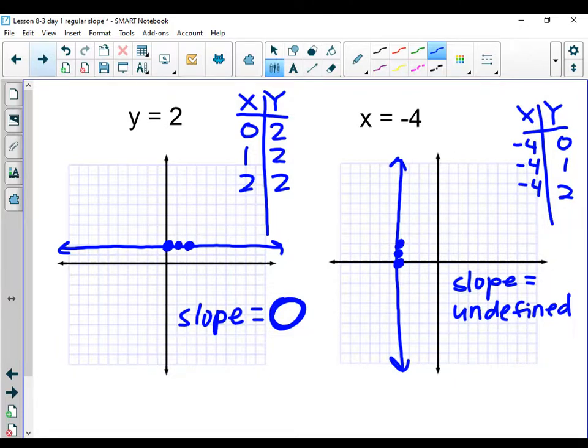So we have 3 types of answers: undefined, 0, or the fraction where you're counting the rise and the run. Do you think we got it? You do not need your own graph paper today. Yay!